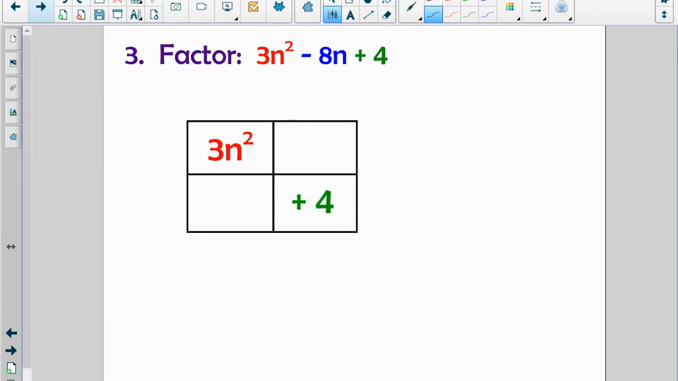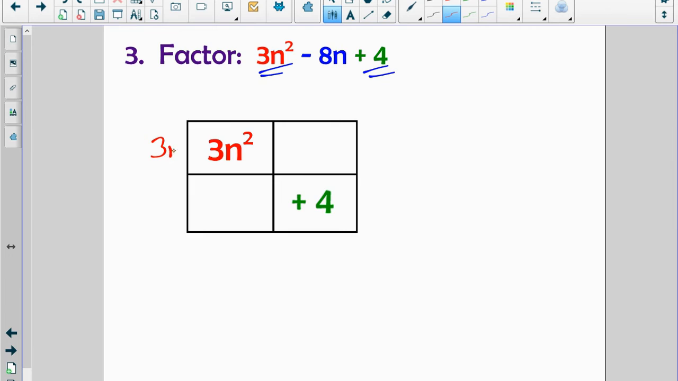All right, for number 3, we have 3n squared minus 8n plus 4. We have the 3n squared in the first box. We have the plus 4 in the last box. We're trying to figure out how do those two boxes add up to negative 8n. All right, so let's start by factoring what we know.